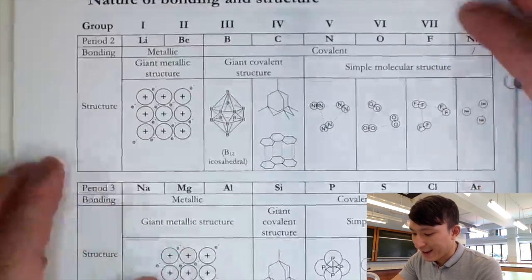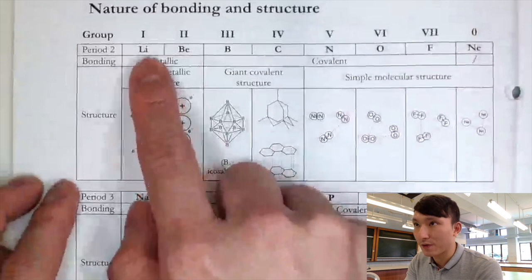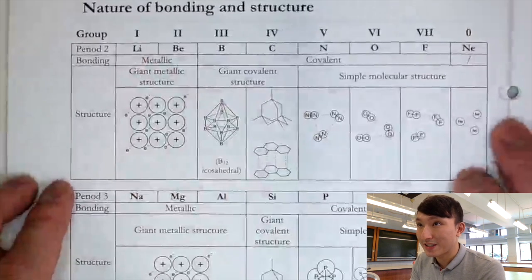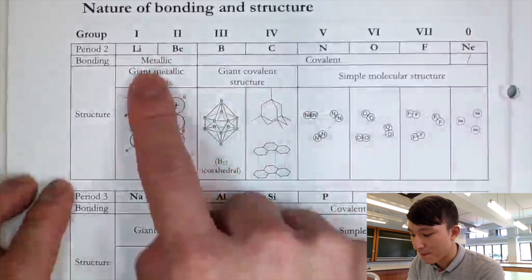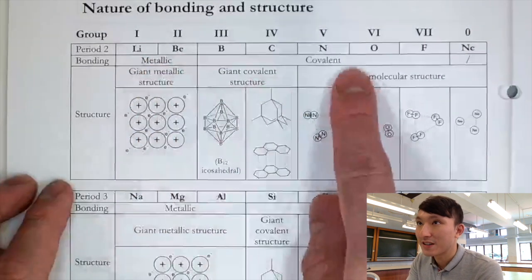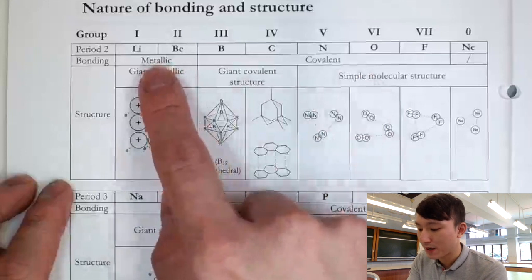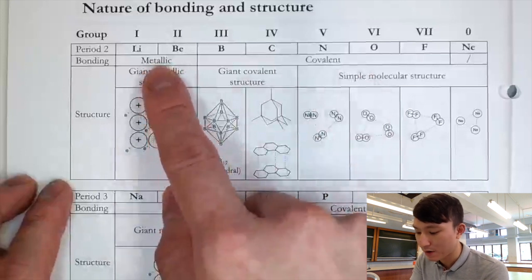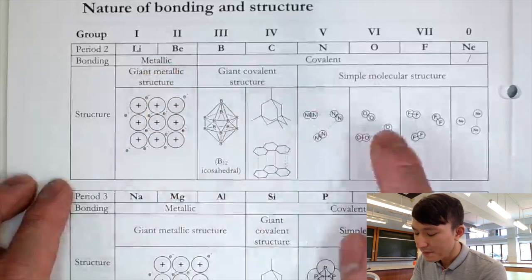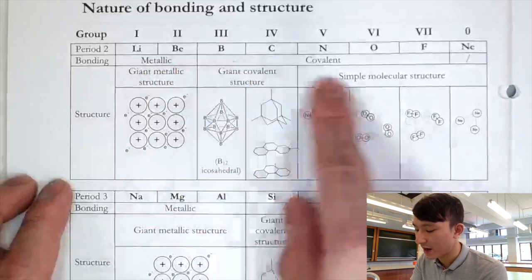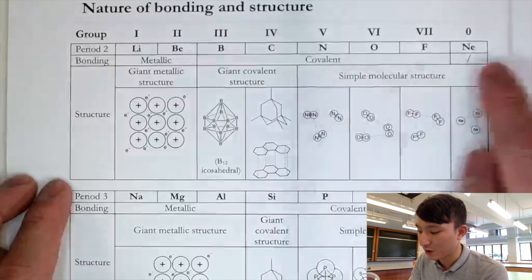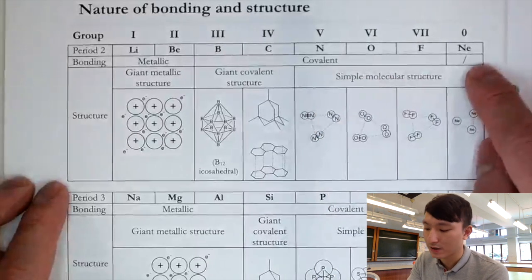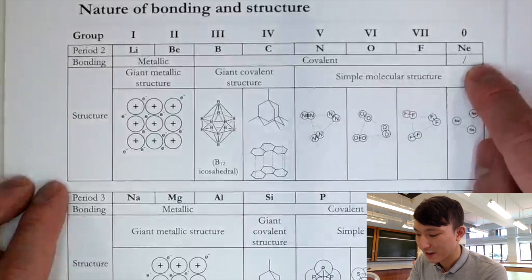If you look at period 2, starting from lithium, you can see that the type of bonding changes from metallic to covalent. The first 2, lithium and beryllium, are metals. Obviously, they have metallic bonds within themselves. But starting from boron to fluorine, they have covalent bonds. Now notice neon is a noble gas. It does not form a molecule. Therefore, it does not have any bonding.